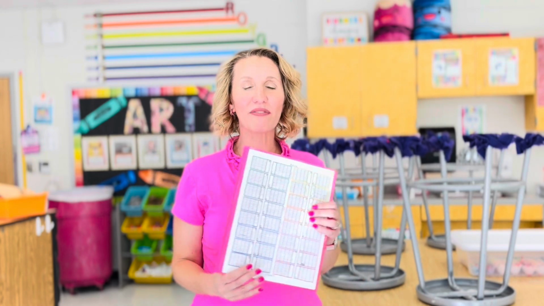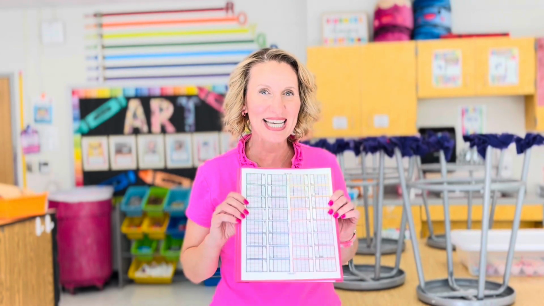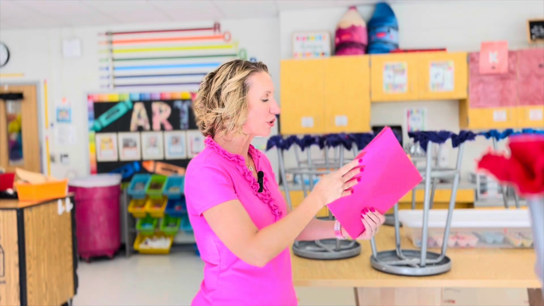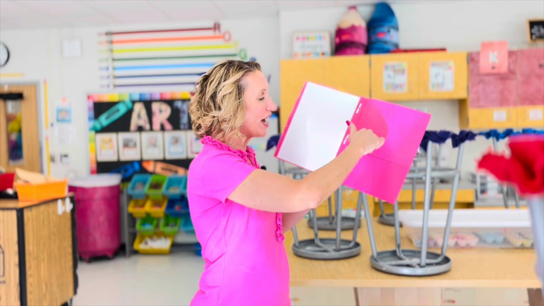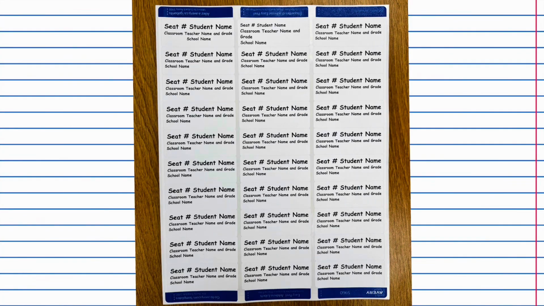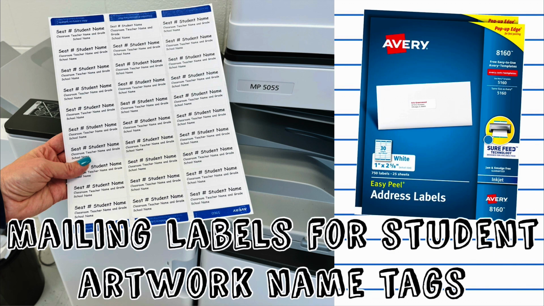Another really big upside of having a seating chart is it helps to learn your students' names. So typically at the back of these seating chart folders, in that back pocket, this is where I would put the students' mailing labels. These are labels that I use for their artwork. They don't write their name on the artwork. Every time they do some artwork, we put a name tag on that artwork. It has their seat number, their name, and their homeroom teacher.